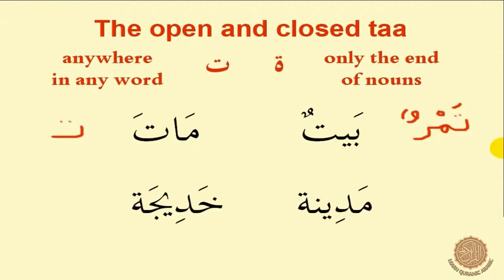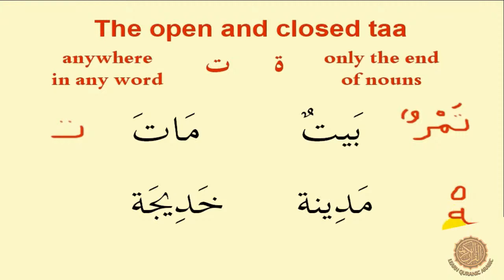So you notice here the ta marbota at the end of the word. And this is one thing about the ta marbota. The way it's written is exactly the same as a ha. So if you remember, the ha can be written in 2 ways. At the end, if for example it doesn't join to the second last letter, it will be written on its own like this. Or if it's connected to the second last letter, it's written like this.